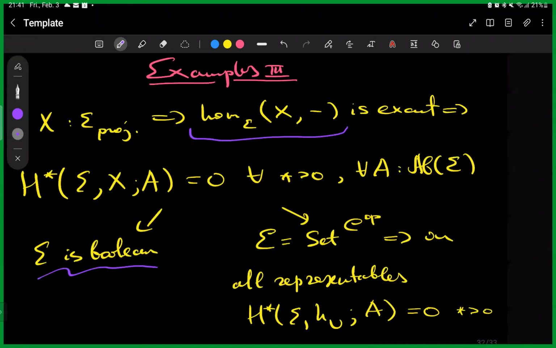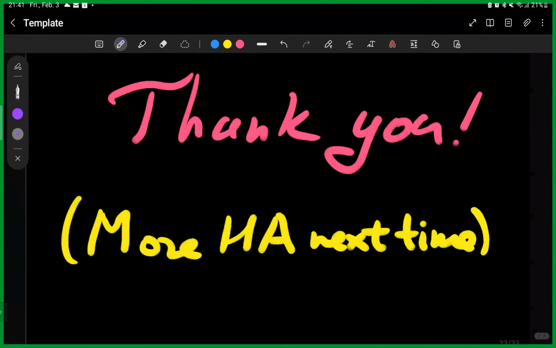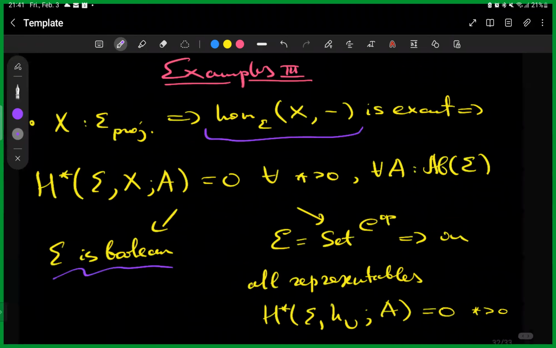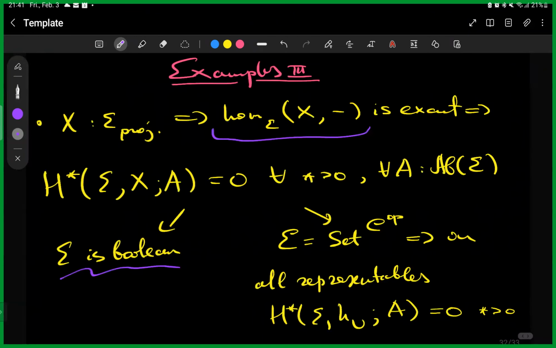Okay. Sorry. Yes. Yes. If I suppose that the cohomology of X with A vanishes, then there are two possibilities. Yeah. No.